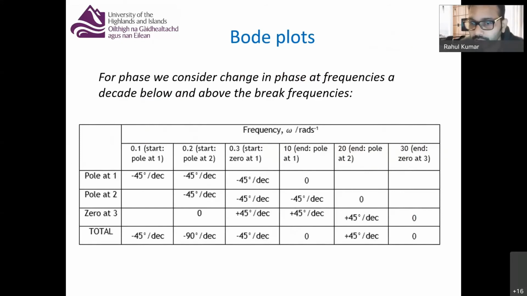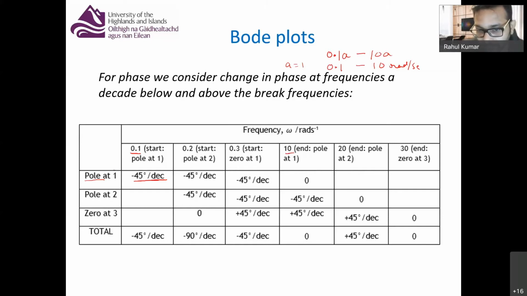Now, moving on to the phasor plot. In the case of the phasor plot, if you have a pole, it will cause a phase shift of minus 45 degree per decade, and the additional information that we have noted is that the change in the phase shift will start from 0.1 times A and end at 10 times A. So A is 1 here, so it will start from 0.1 and go all the way up to 10 radians per second.